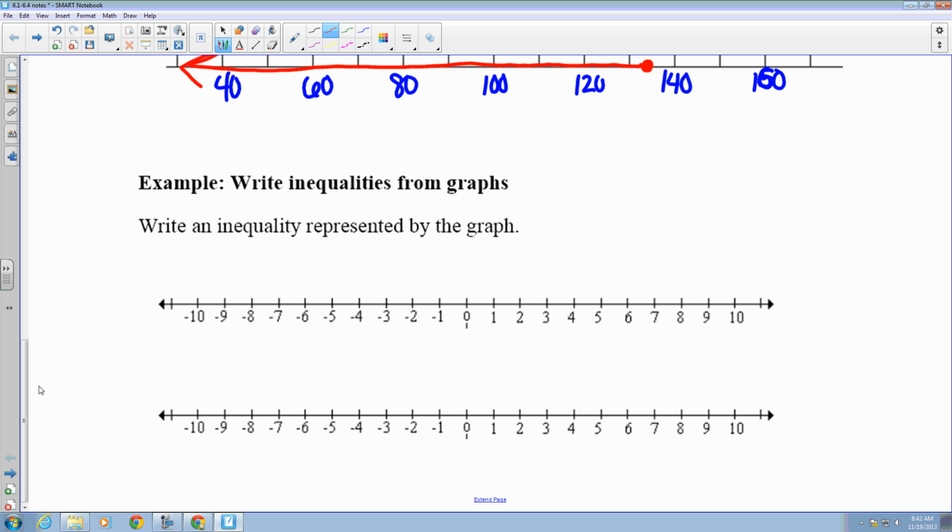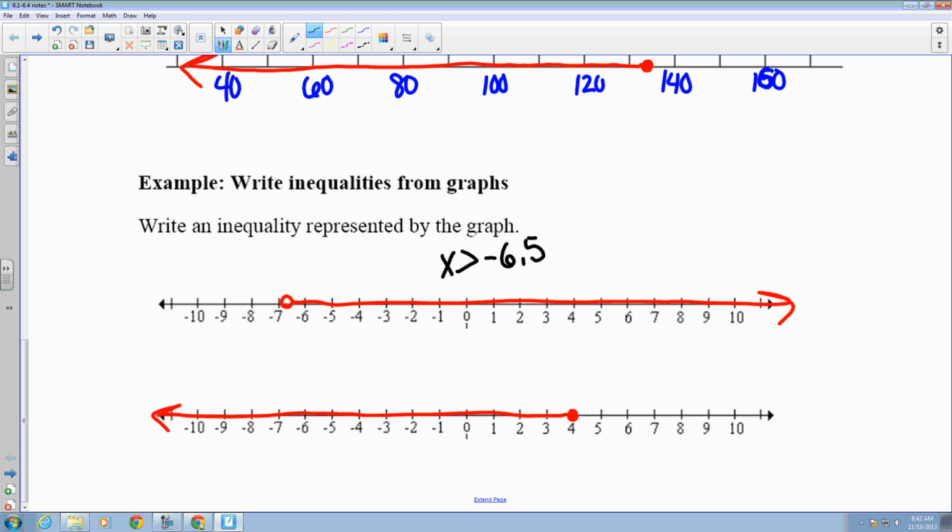Write an inequality that's represented by the graph. So let me sketch the graph, and then we've got to figure out what the inequality is. Okay, the top one. That looks like it's at about -6 2/3, -6 1/2 maybe, and we're everything greater than that, so x is greater than. Let's go with -6 1/2 just to make it a little easier.